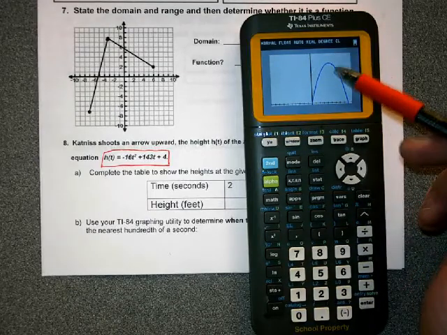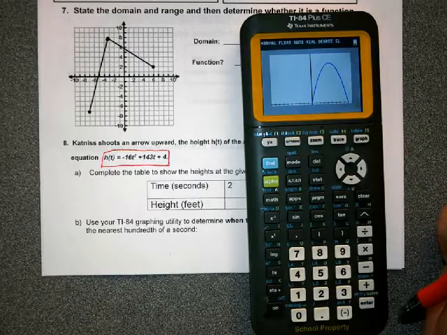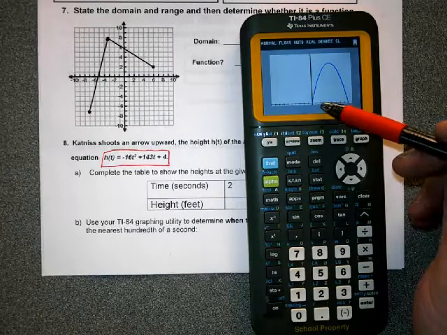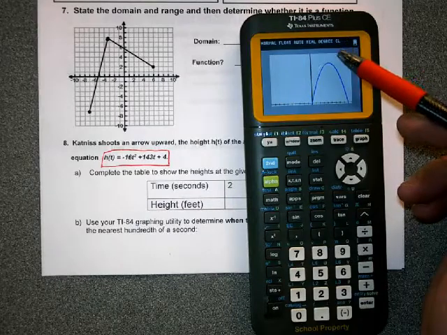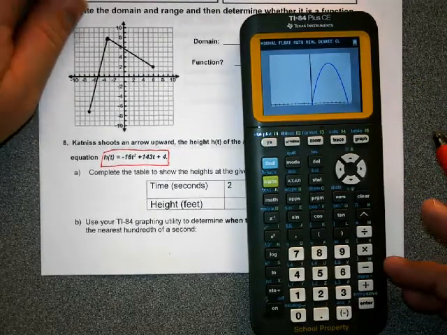Kaylina used 375, so she's probably got a little bit bigger of a parabola. If it's too small, you could always go back and change it back to like 200 or something. Okay. So we got a pretty good picture of what's going on.